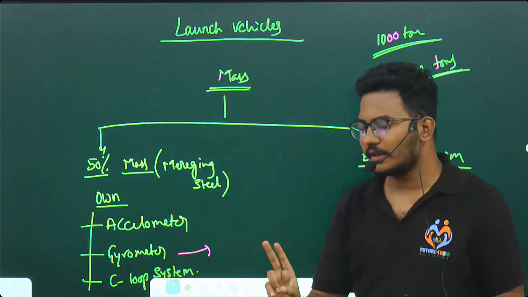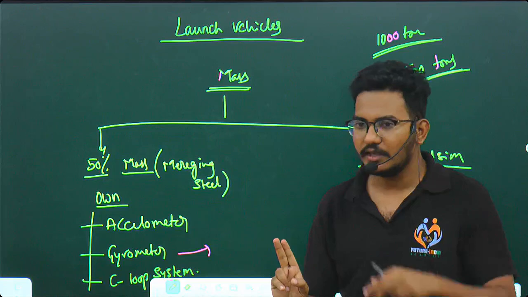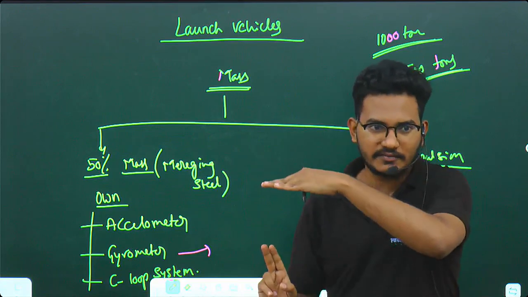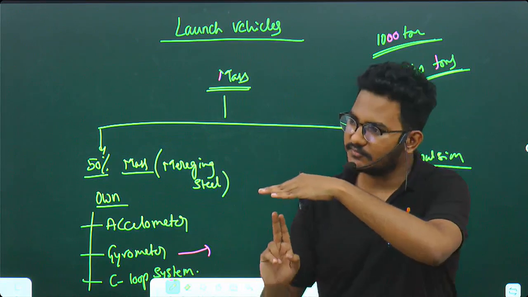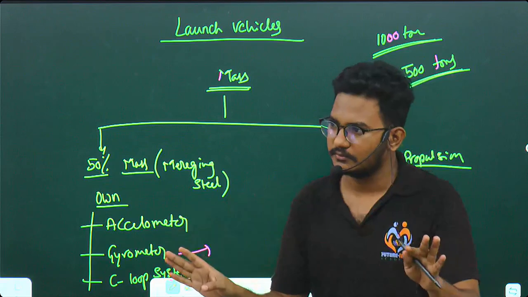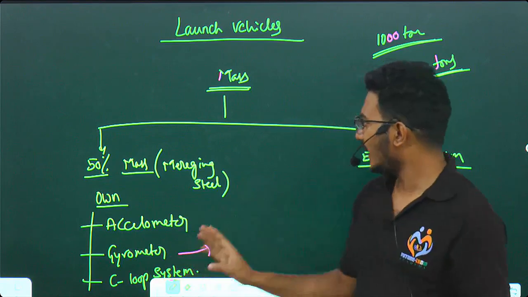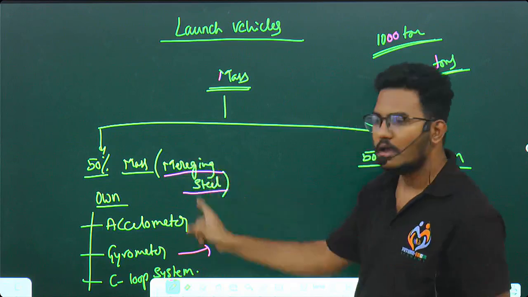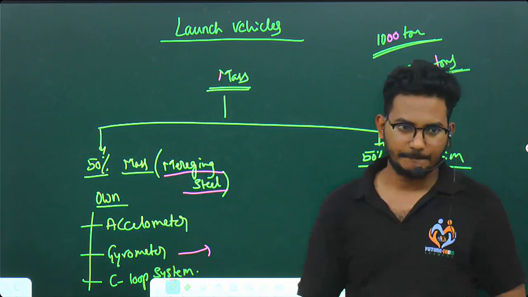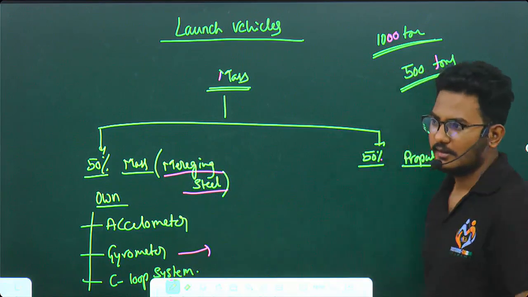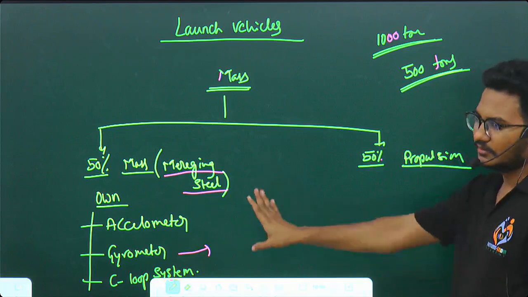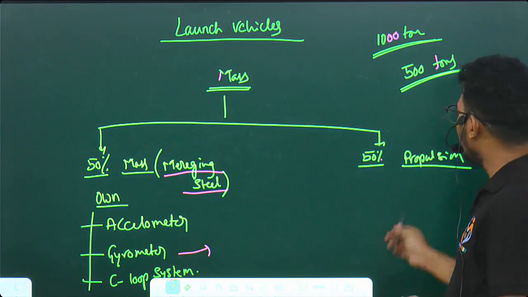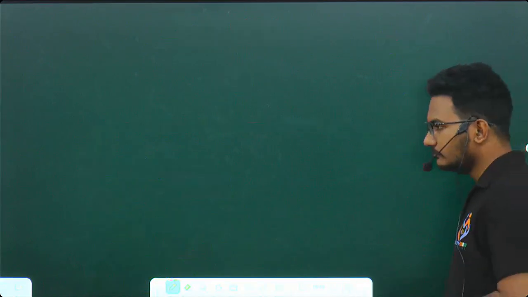Whenever we are going at a greater speed, even the air will create friction. Because of this friction, the vehicle will burn out. It shouldn't burn out, that's the reason we use a specific material called maraging steel. Understand? This is material only. Simple. Now propulsion. What is propulsion?